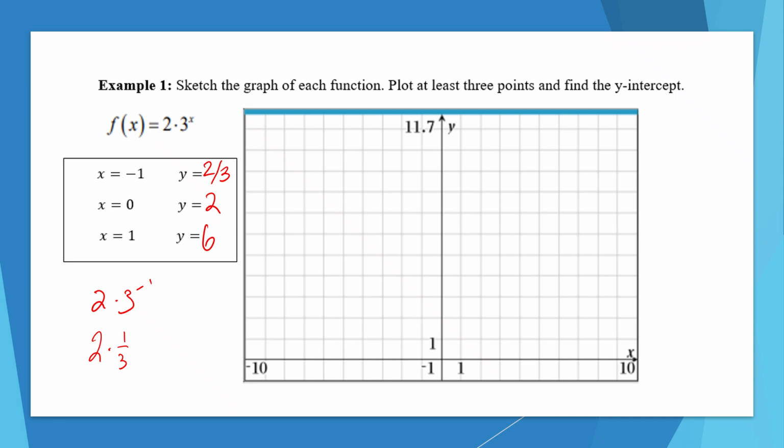And so if we plot this, -1, 2/3 would be around there. 0, 2 would be right here. And then 1, 6 would be right here. And so as best I can on this computer, that's how I would model that exponential function for 2 times 3 to the power of x.